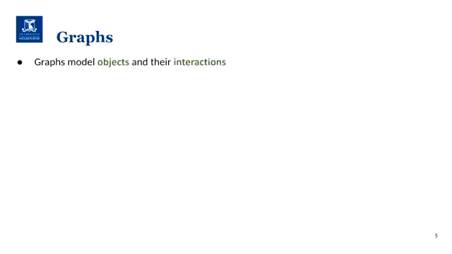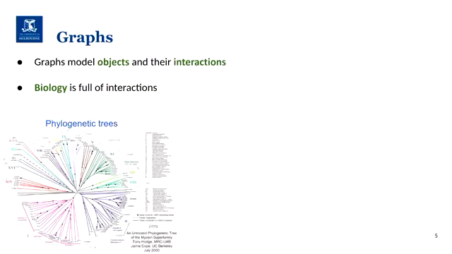So just as an overview, graphs model objects and their interactions. And biology is full of interactions. So if we think about it, just the things we've seen during this semester, for instance, phylogenetic trees. So we're modeling homology. So we're connecting nodes that have common ancestors. So our edges in this case are ancestry and evolution, and our nodes are sequences or proteins.